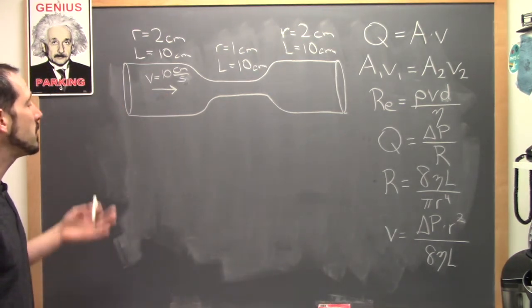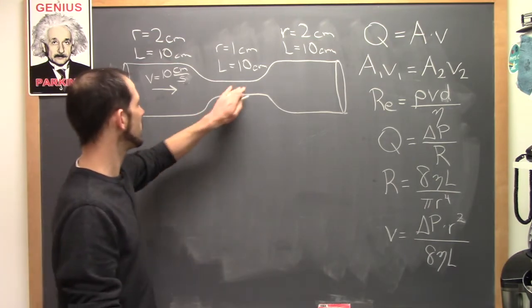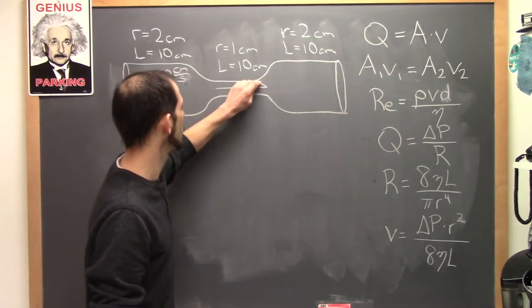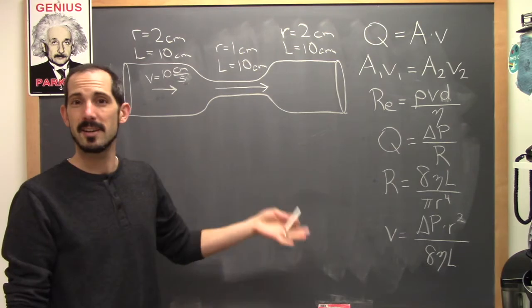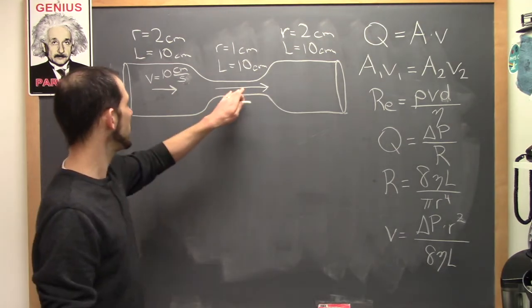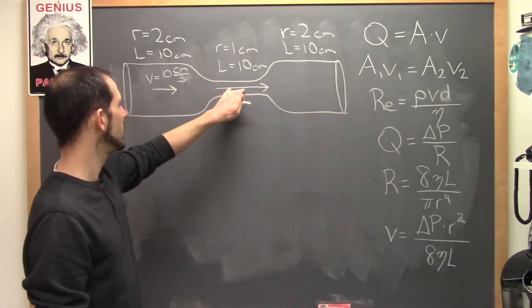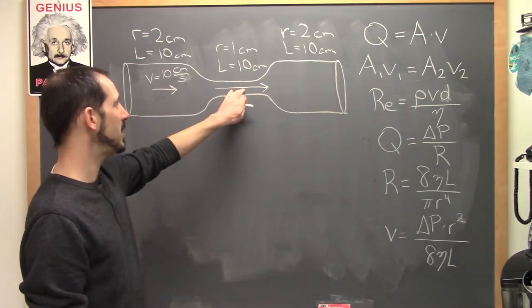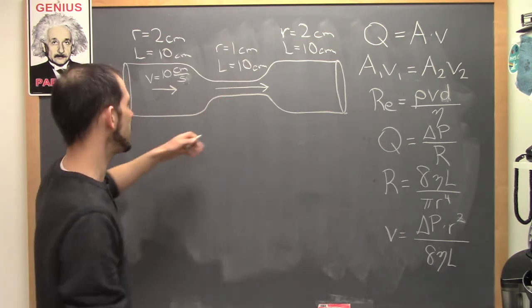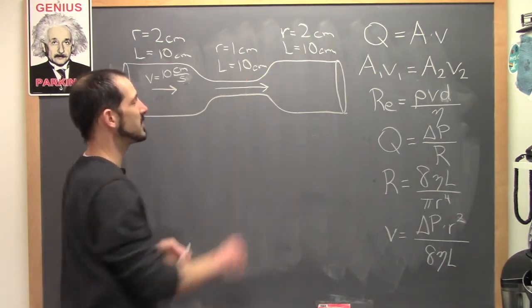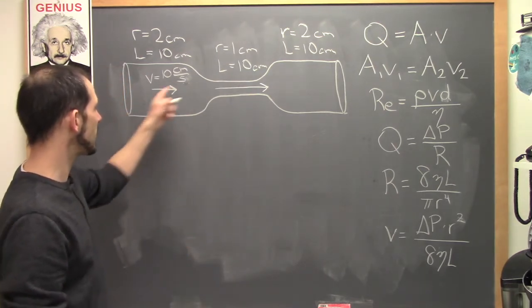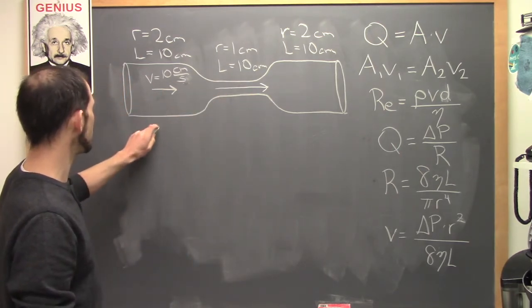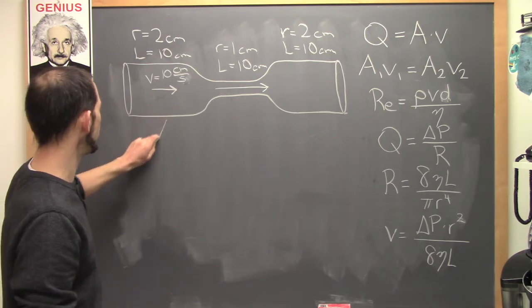Some things we might go ahead and find. What's the velocity in this middle region? We actually don't need to find that, but I'm going to find it anyway. We can guess that maybe it goes up to 20 centimeters per second because the radius goes in half. Well, let's find out if that's true. This is a continuity problem. So A1V1 equals A2V2.